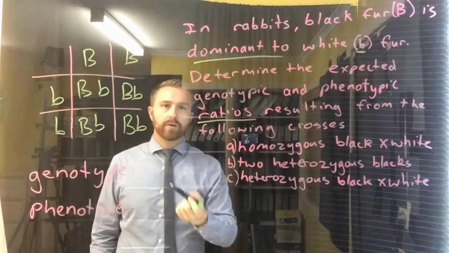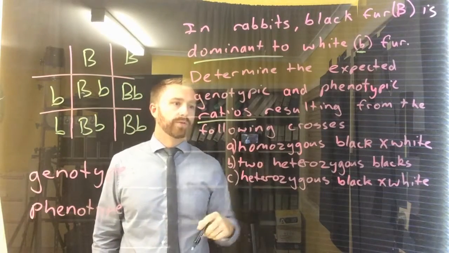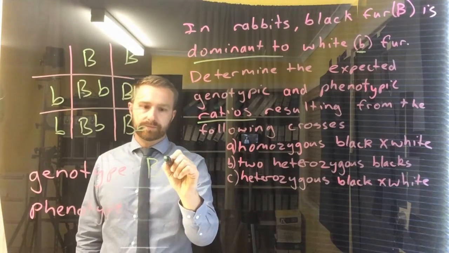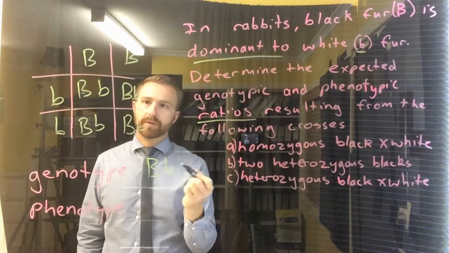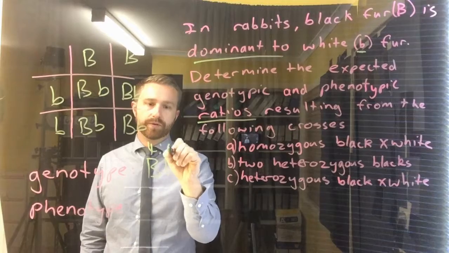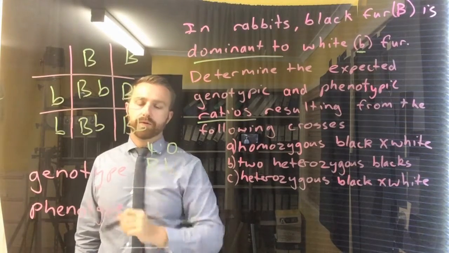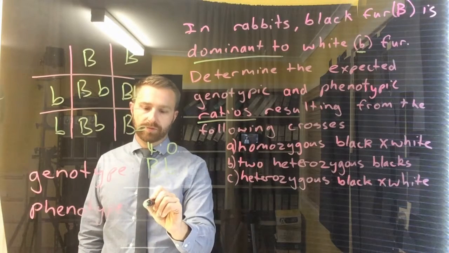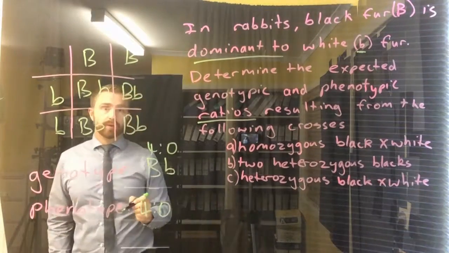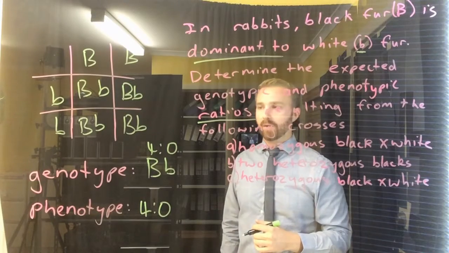And that is our offspring. So the question's asking us what are the ratios resulting from the following crosses. So genotypic ratio, all of them will be capital B and lowercase b. So it's basically what we call a 4:0 ratio. And the phenotype, all these offspring will be black as well. So it's a 4:0 ratio for that as well. So that is how that question works.